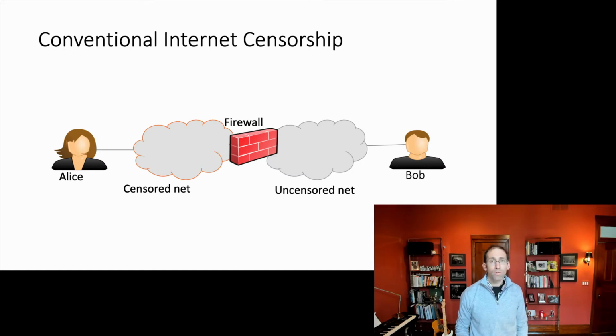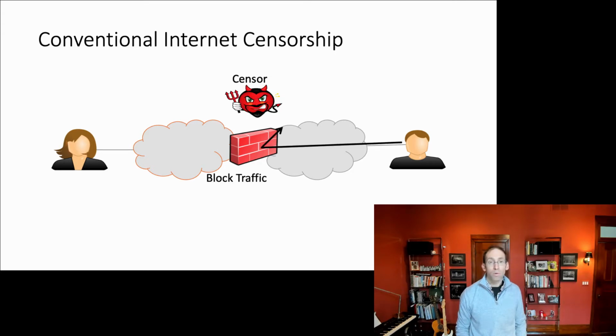A conventional view of internet censorship is as follows. We have Alice and Bob who would like to communicate with one another over the internet, and there might be a part of the internet that is censored and another part of the internet that's uncensored, and some kind of censorship firewall in between them.